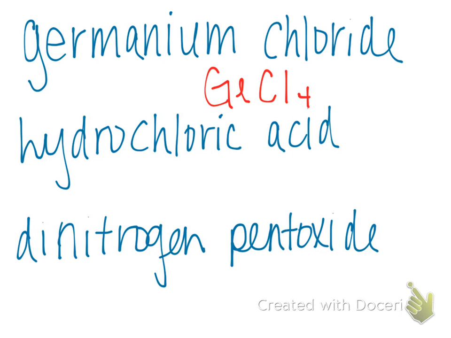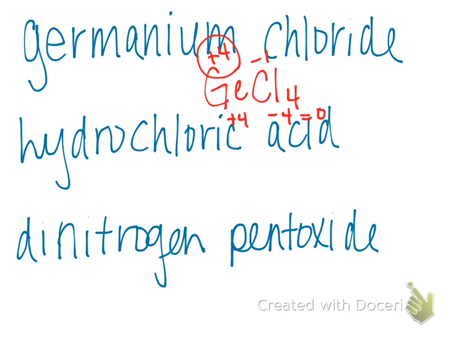GeCl4. Perfect, because germanium's a +4. Germanium is a metal, right? Even though it's a metalloid, it's got a plus charge, so it's a cation and anion, which makes it an ionic compound. So GeCl4, what did we have as our oxidation number for chlorine? Okay, -1. We had 4 of those, which gives us a -4. We need that whole thing to add up to 0, which leaves us a +4 over here, which germanium would have been +4, and chlorine would have been -1.